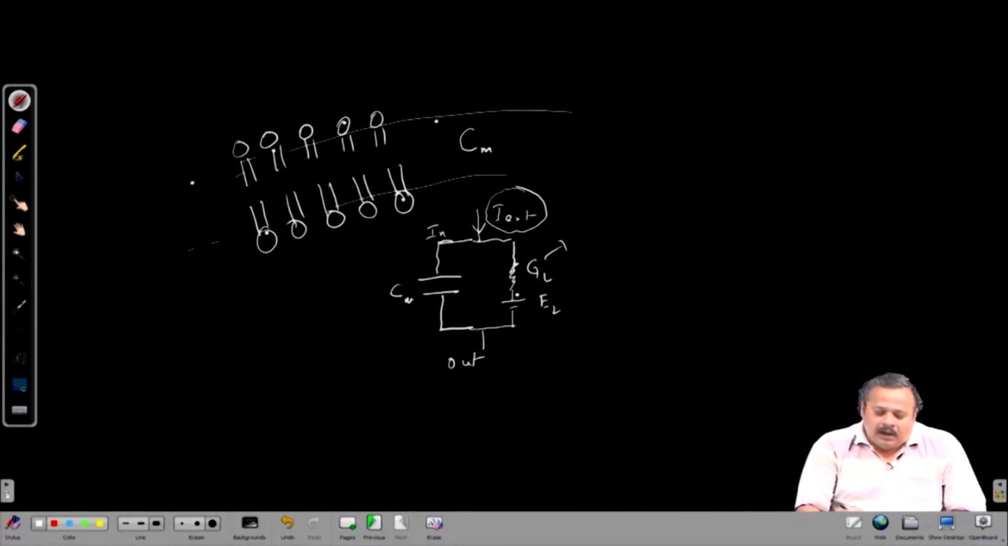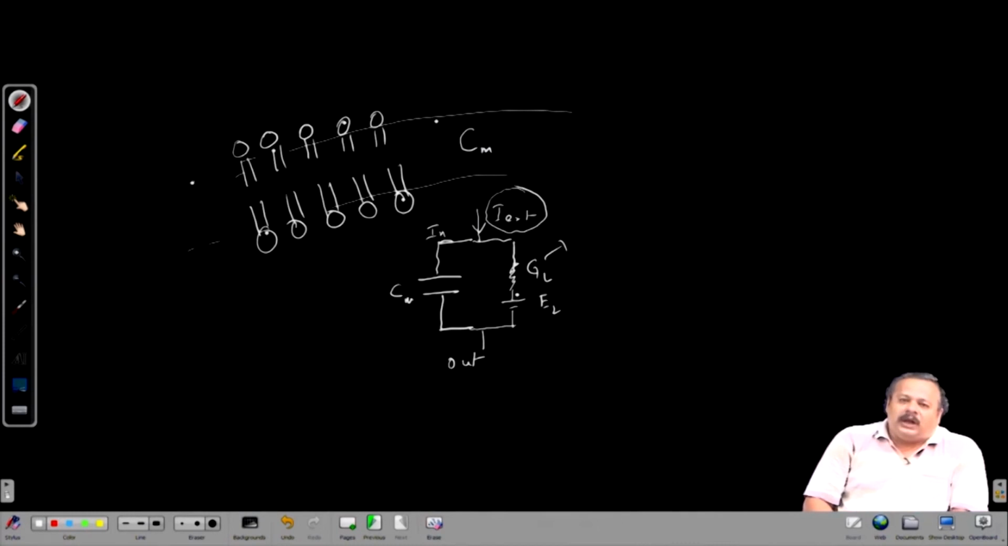Here we are assuming that there are no other conductances in the membrane. This is the simplest kind of point model that we can have, and this is essentially what we call the leaky integrate and fire model.